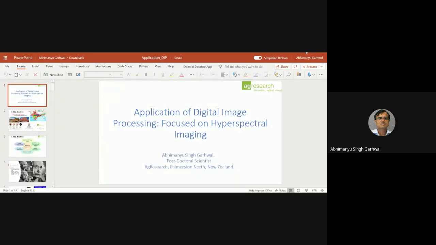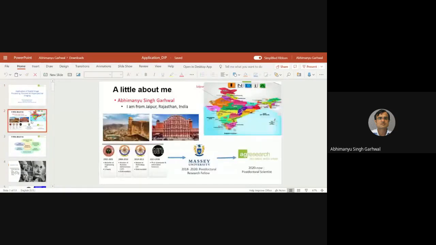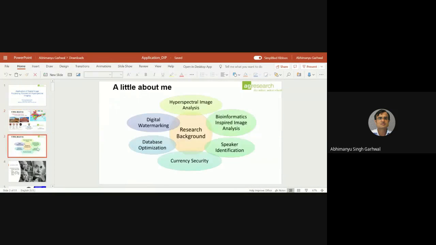Okay. Thank you for my introduction. He explained everything, so now I'm just sharing a little bit more about me. I belong to Jaipur, and he already explained my education and experience, so I'm not going into that area. I'm just explaining the research areas in which I worked: digital watermarking, hyperspectral image analysis, bioinformatics inspired image analysis, speaker identification, currency security, and database optimization.